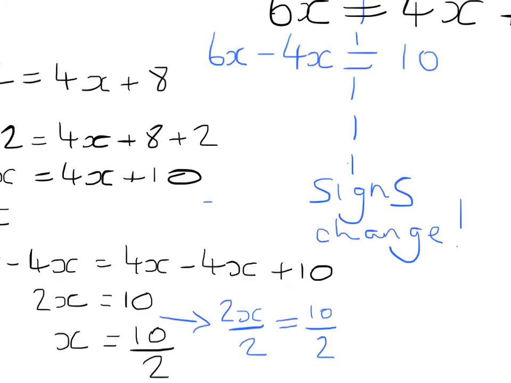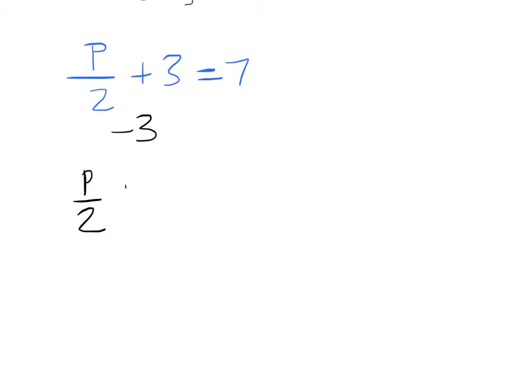Okay, let's go on to a second example. We have here p over 2 plus 3 equals 7, or p divided by 2 plus 3 equals 7. So, first things first, I don't like this plus 3. What can I do? Well, we all know what we can do. We can take 3 away. So p over 2 plus 3, take away 3, equals 7.